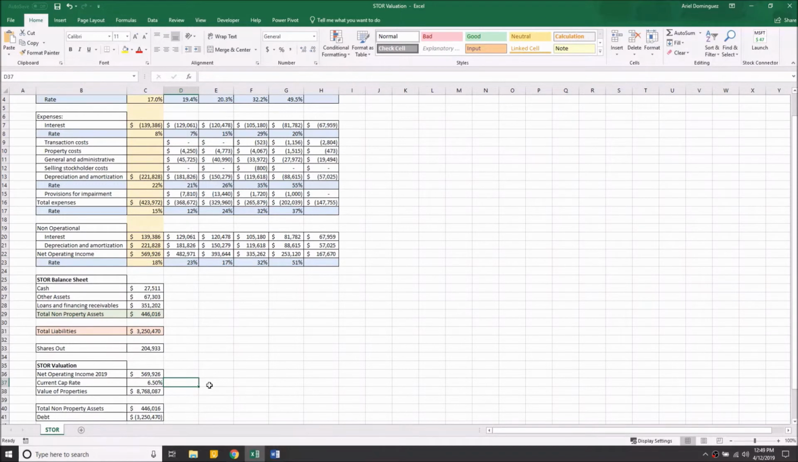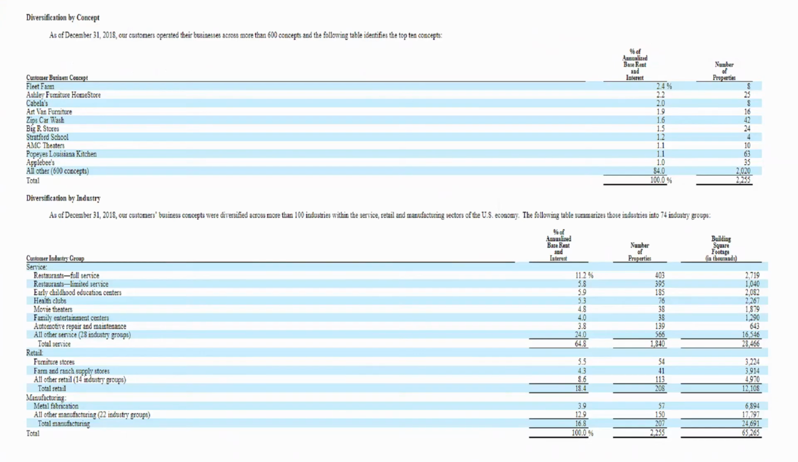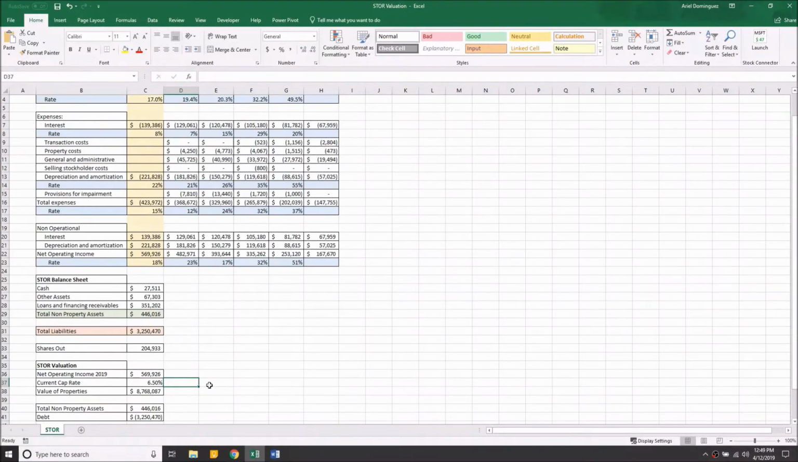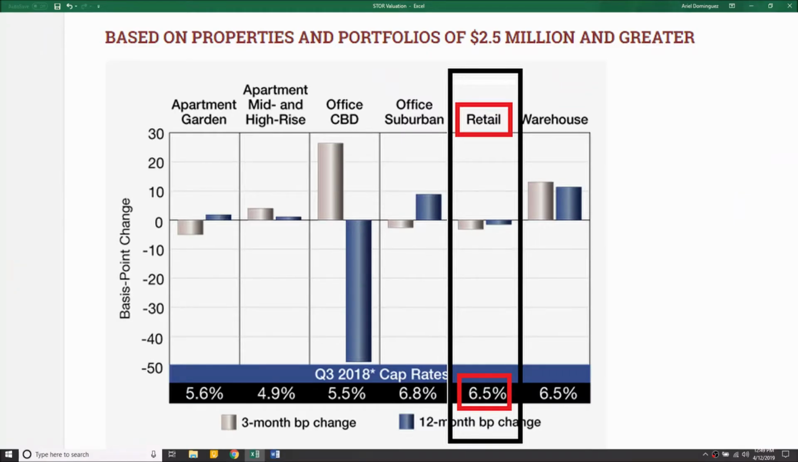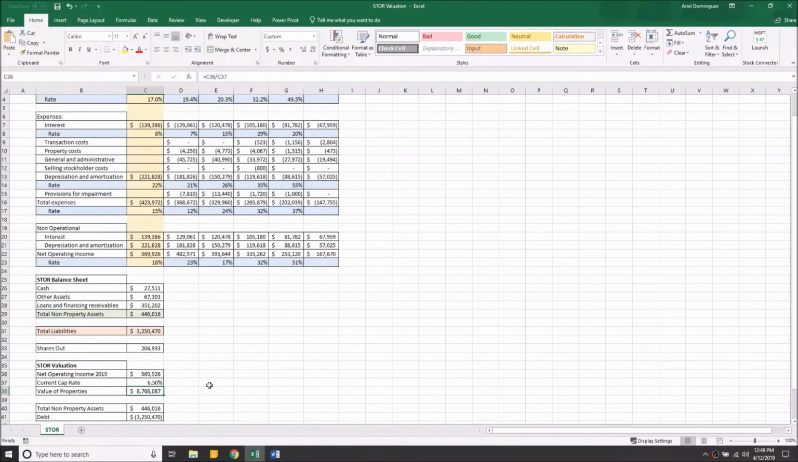For Store Capital, which is also listed on the 10K, you can see that they're primarily in the service and retail industry space. So I went ahead and pulled the current cap rates for those industries, which is at around 6.5%. And by dividing the net operating income by the current cap rate, you get the value of the properties owned by Store Capital. Next, we want to go ahead and add the non-property assets, because remember, when you buy Store Capital, you're also getting the non-property assets as well, which include the cash and receivables. But you want to also subtract the total liabilities or the debt that they have on that balance sheet.